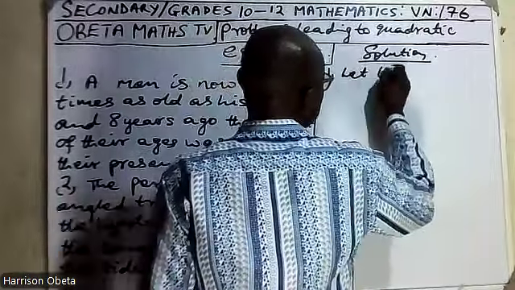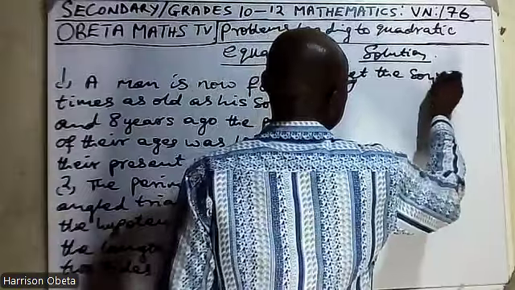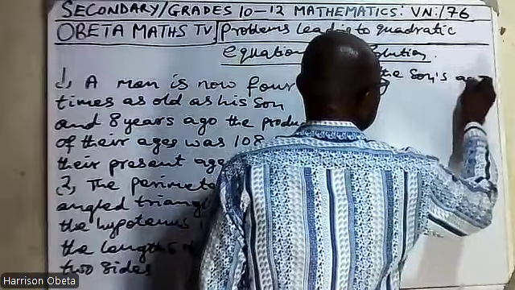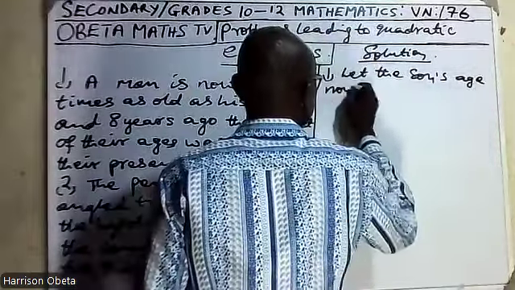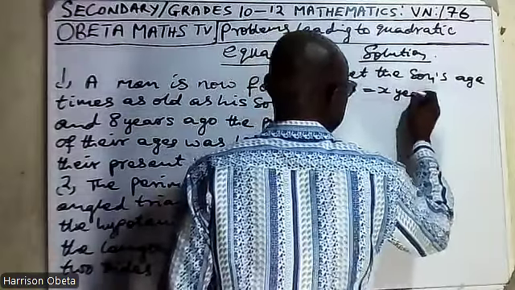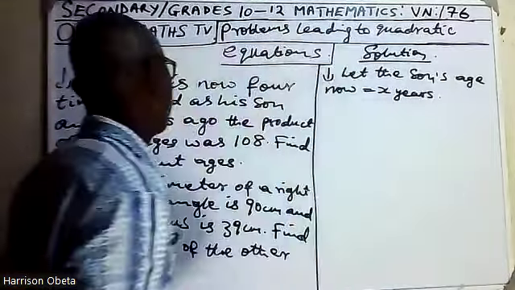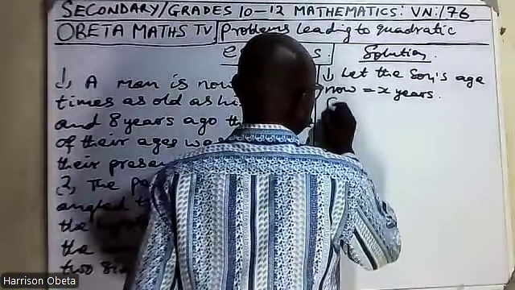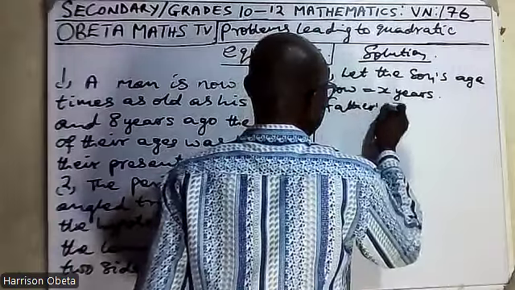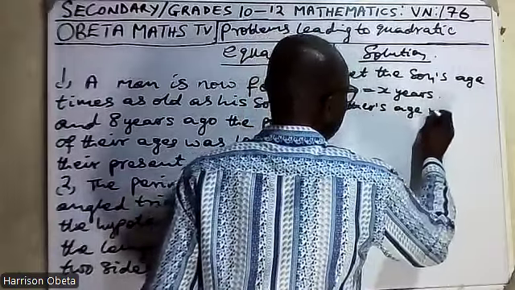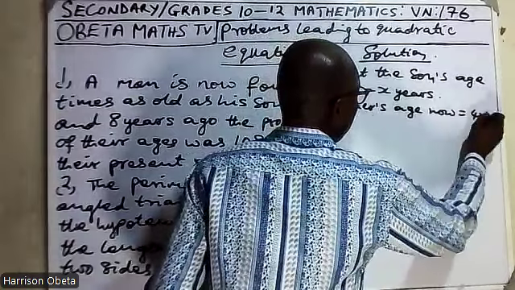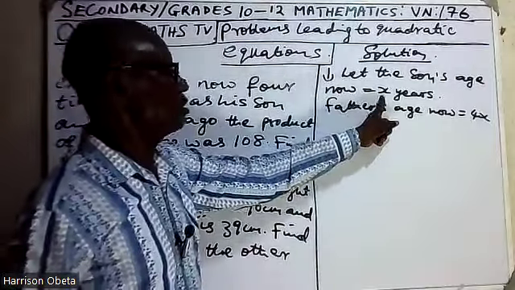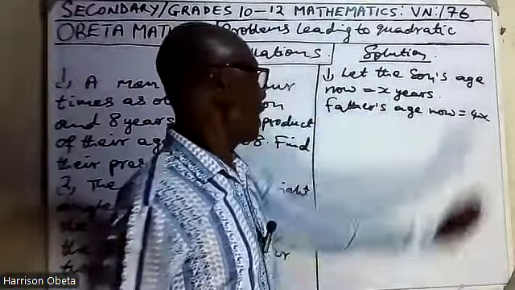Let the son's age now equal x years. And then we are told that the father is now 4 times as old as his son. Father's age now equal to 4x. 8 years ago, that means x minus 8 and also 4x minus 8.